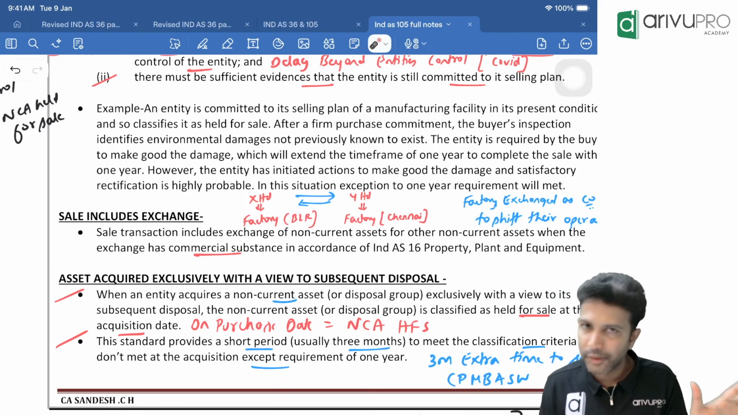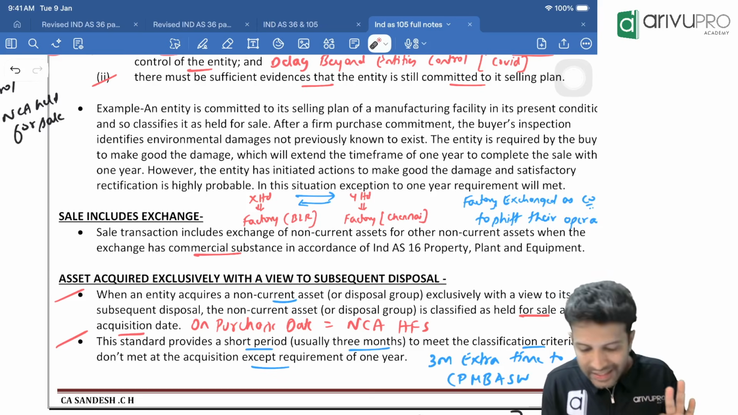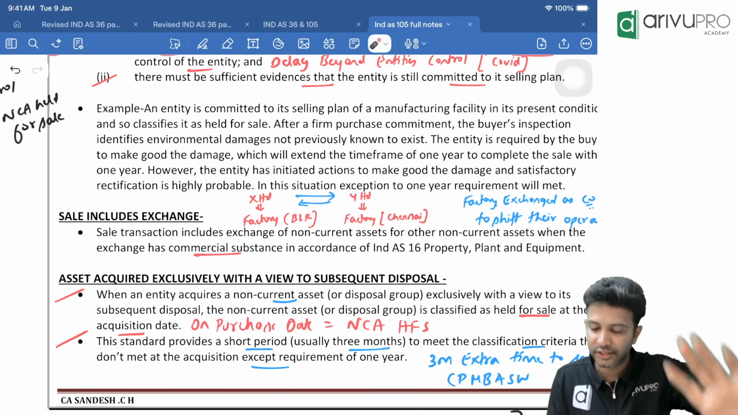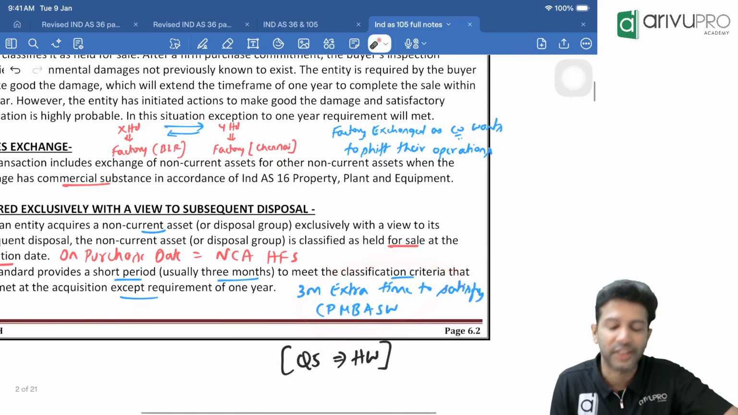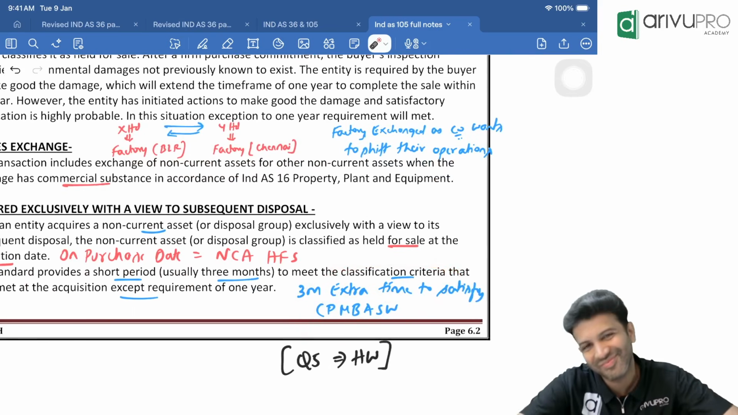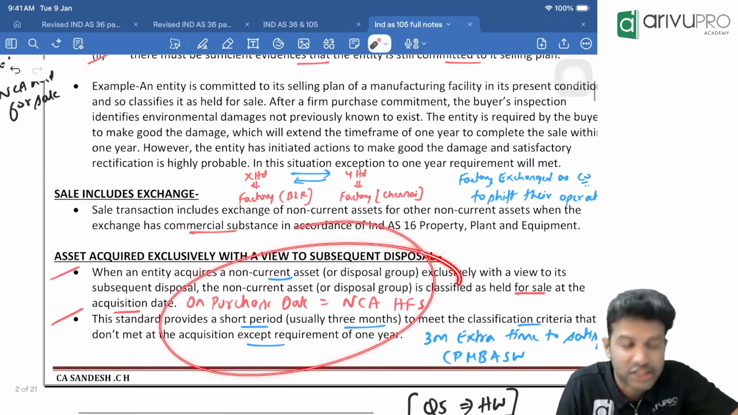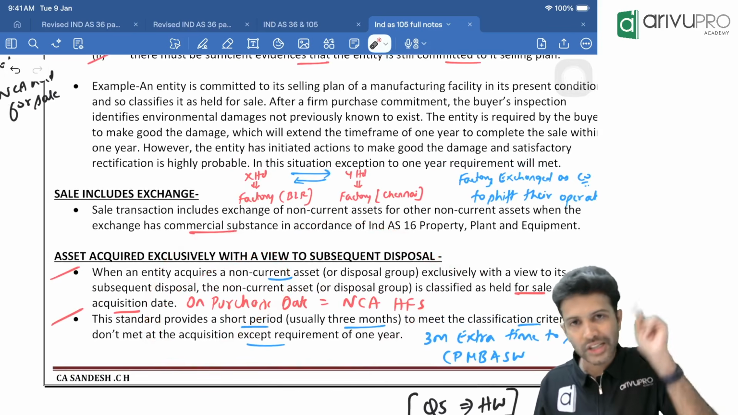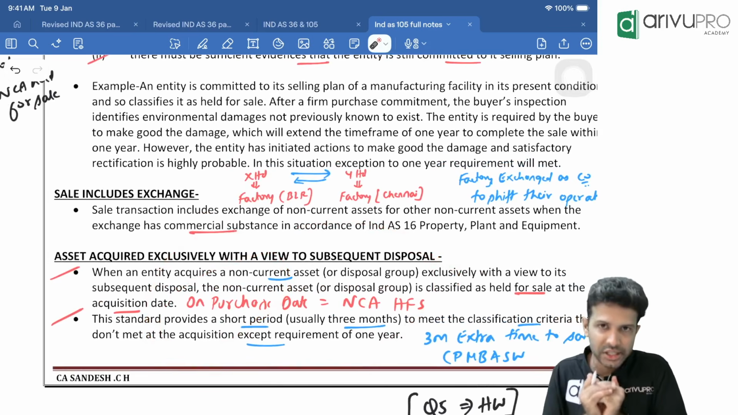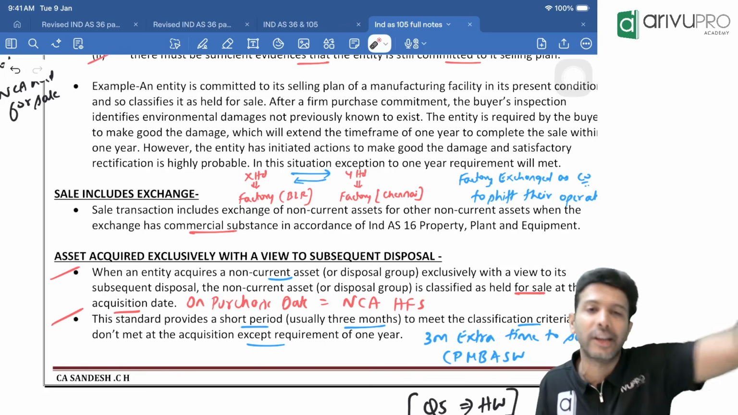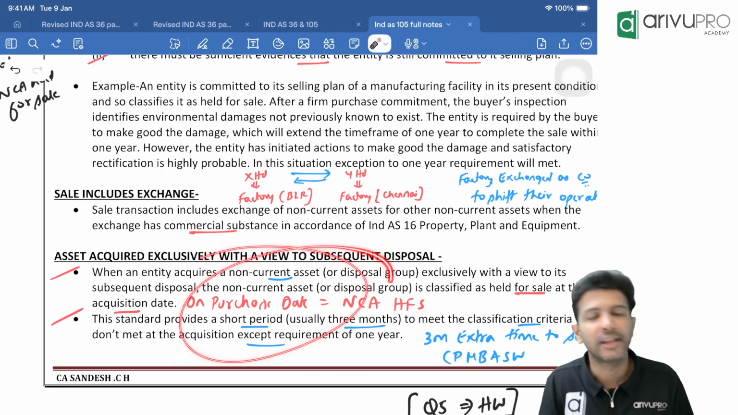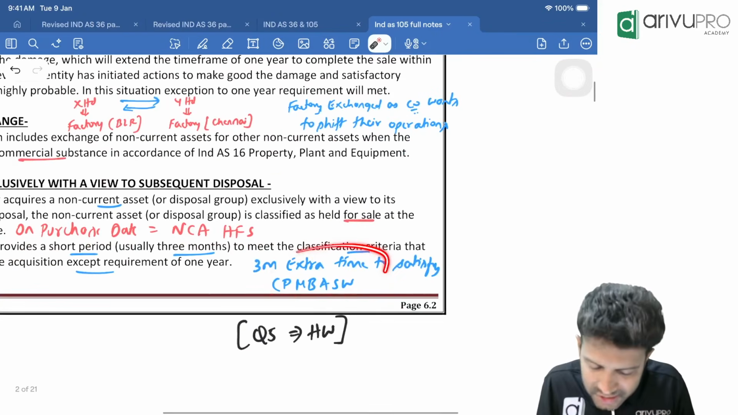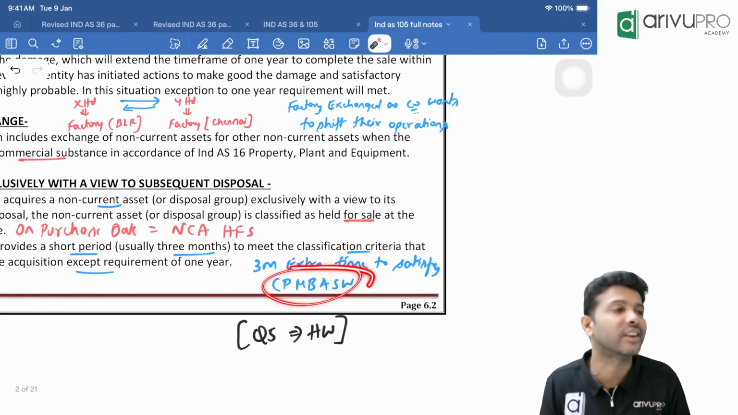That is point number one. Comfortable? Now in these cases, only for these assets, 3 months extra time is given to satisfy this condition. Only for these assets, not for every asset. These assets mean those non-current assets which are purchased with an intention to sell them. Only for these assets, extra time. What is the extra time? 3 months. That 3 months time is given to satisfy this condition.